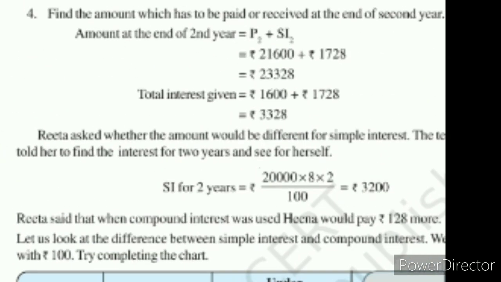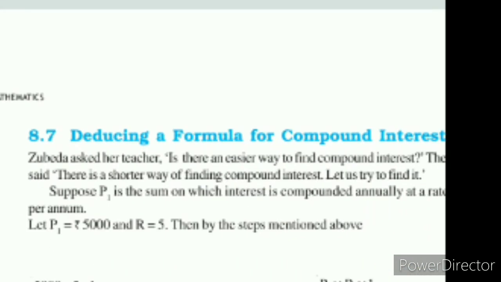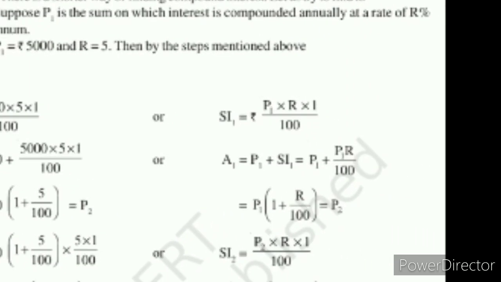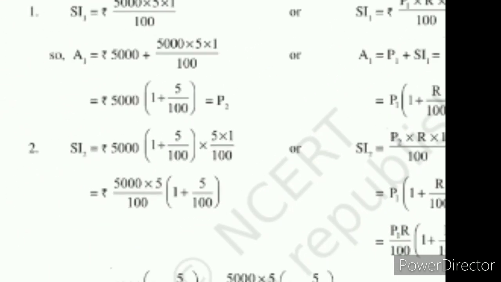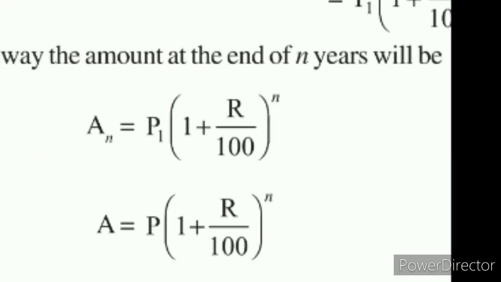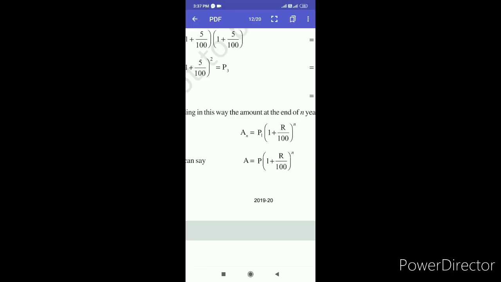All the times we cannot use the simple interest formula. For that, the compound interest formula is derived. Look at the formula: amount equals principal into 1 plus r by 100, whole to the power n. This is the formula to find amount. From the amount, if we subtract principal, we will get compound interest. This is the formula to find compound interest annually. We also have half yearly, quarterly and monthly; different formulas we have.